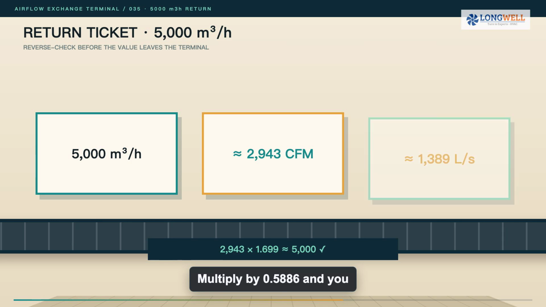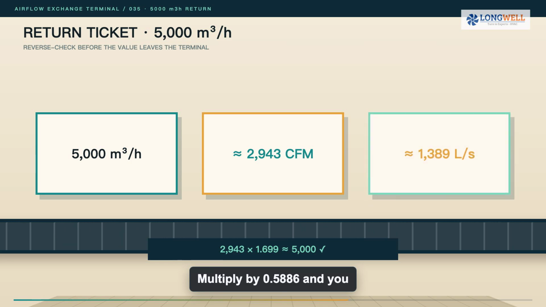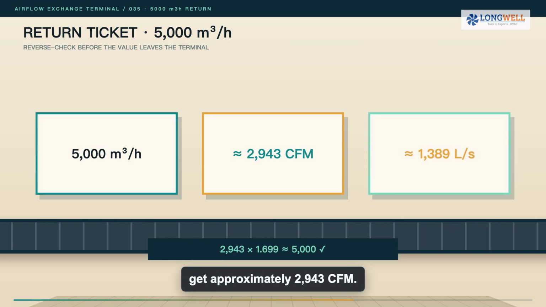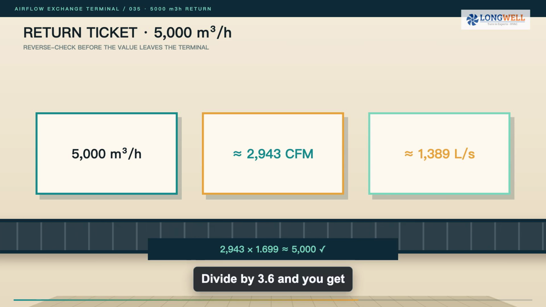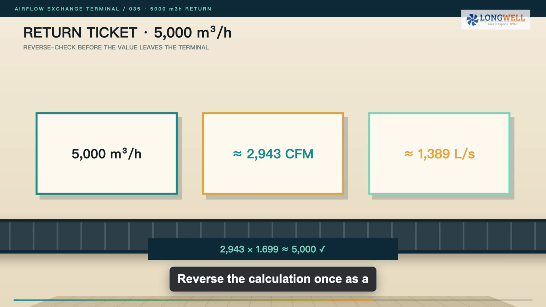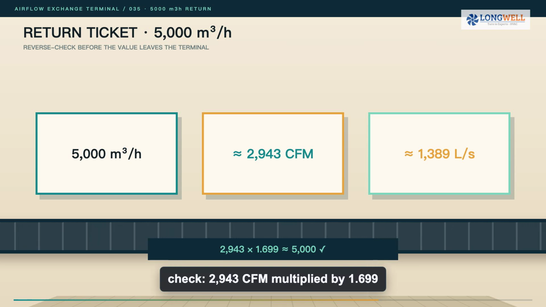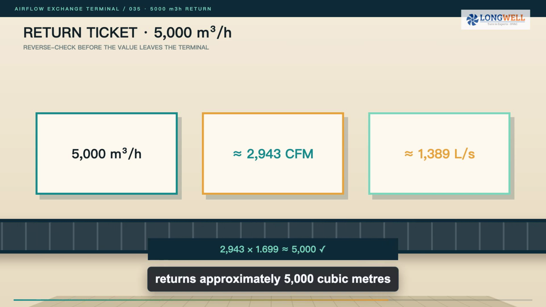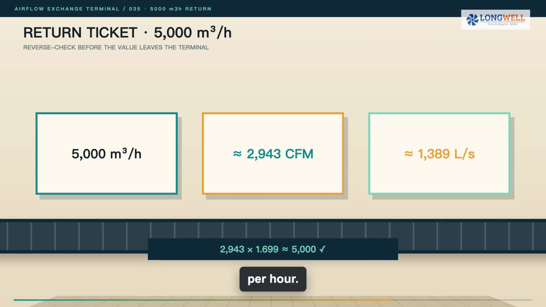Now start with 5,000 cubic meters per hour. Multiply by 0.5886 and you get approximately 2,943 CFM. Divide by 3.6 and you get approximately 1,389 liters per second. Reverse the calculation once as a check. 2,943 CFM multiplied by 1.699 returns approximately 5,000 cubic meters per hour.